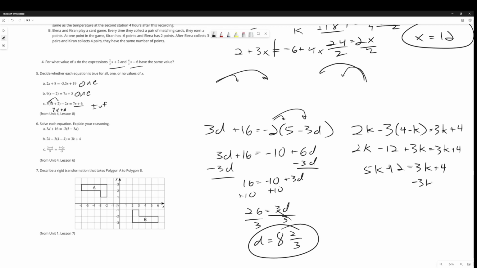I'm going to subtract 3k, subtract 3k. 2k minus 12 equals 4. Plus 12, plus 12. 2k equals 16. Divide by 2, divide by 2, k equals 8. K equals 8. All right, let's make some room for the next one.